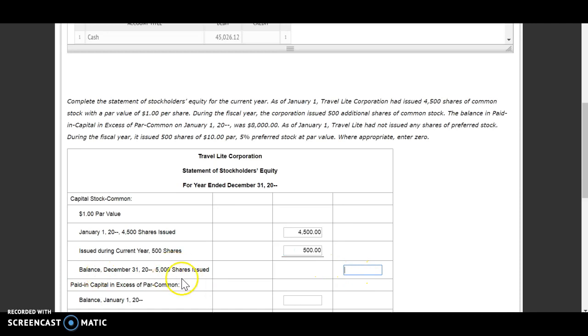So our balance, now this they filled in for us, but here we need to make sure that we list how many shares were issued. So we started with 4,500, we sold 500 during the year, so we're going to end with 5,000 shares. Now, these two numbers added together would equal 5,000. The other way that we would check to make sure that we're right is $1 par value times those 5,000 shares would equal $5,000.